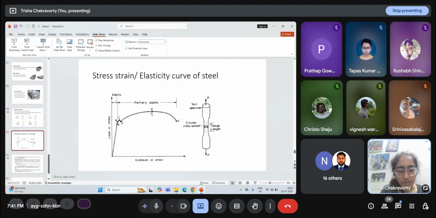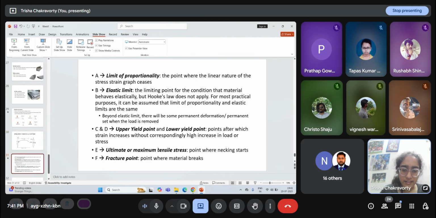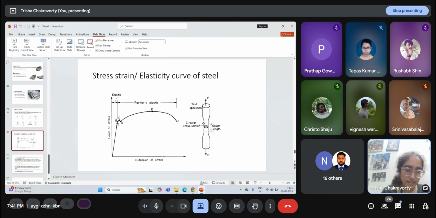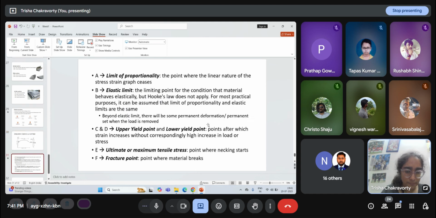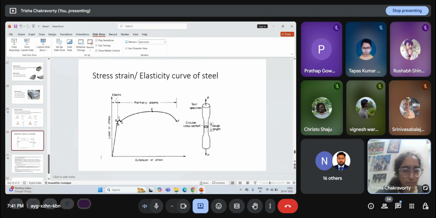And after E, the strain increases and the stress reduces. I'm increasing the strain, and the resistance of the structure is reducing, so that is called necking. Necking is when the cross section in some places becomes really small. That is where it is eventually going to fail. And F is the fracture point where the structure finally breaks. So A, B, C and D are close by. E and F are the important points.